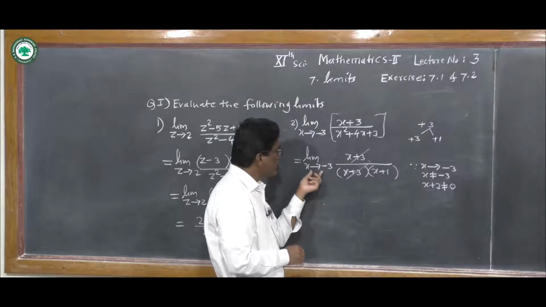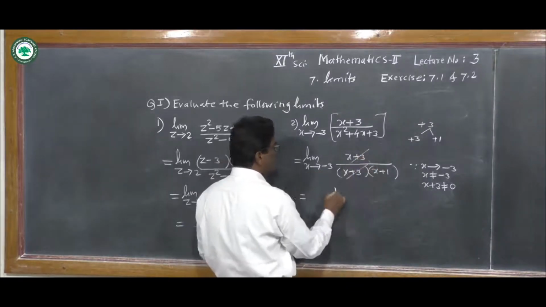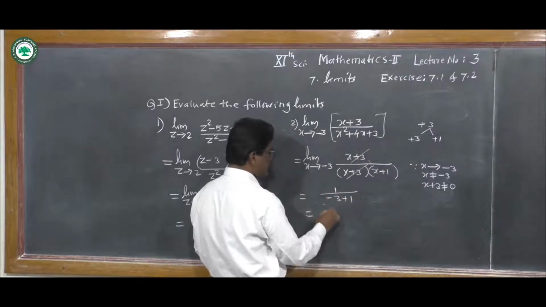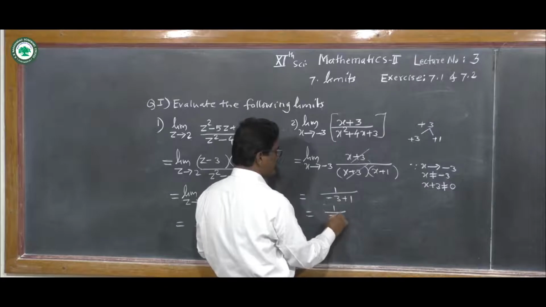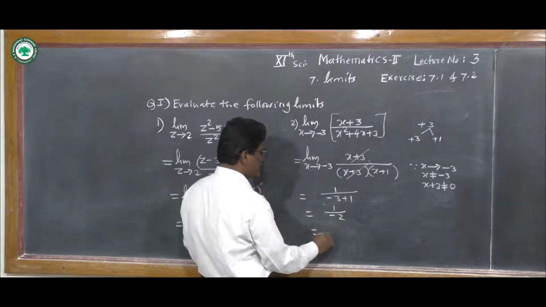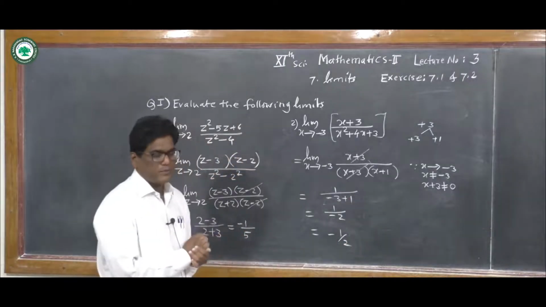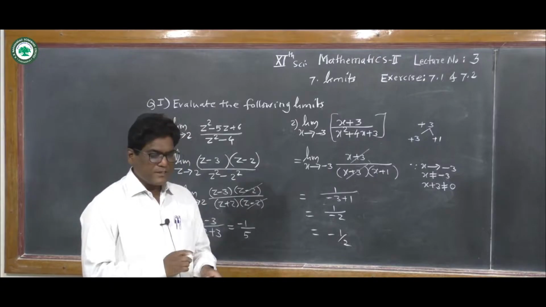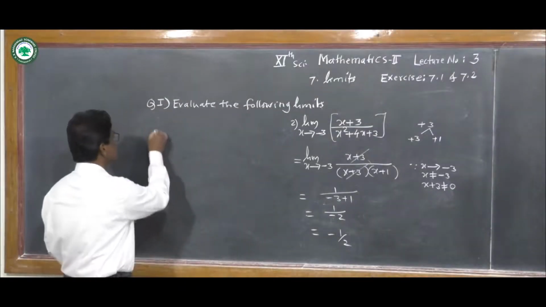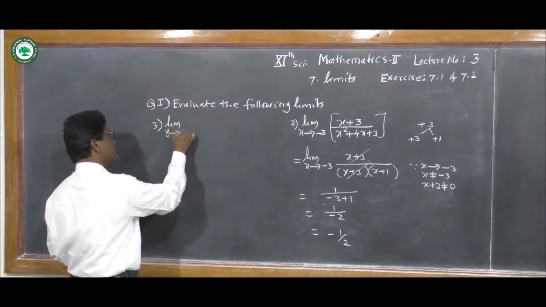So now put x as minus 3. So we get 1 divided by minus 3 plus 1, that is minus 2. Always write this minus sign in the numerator. So minus 1 by 2. This is the solution of the second problem. Now we see the third problem. Third problem is limit y tends to 0.